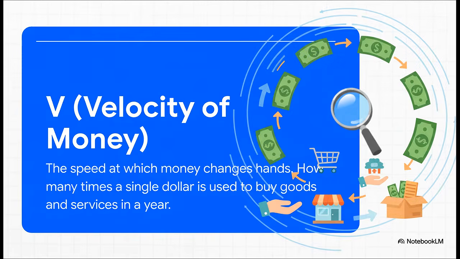Next, we've got V, which stands for velocity. And this is a really cool concept. It's a measure of how fast money is moving through the economy. So think about it like this. If you get paid $1 and you immediately go spend it, and the person you gave it to immediately spends it again, that dollar has a really high velocity. It's changing hands super fast.